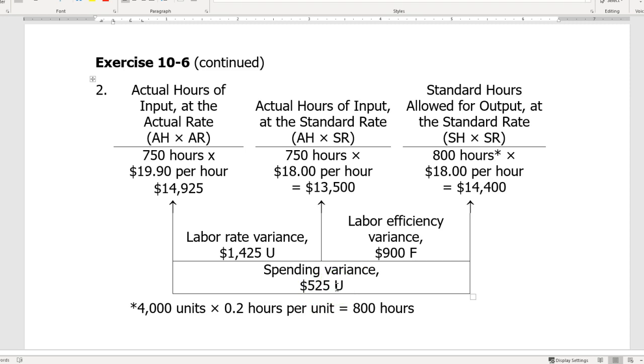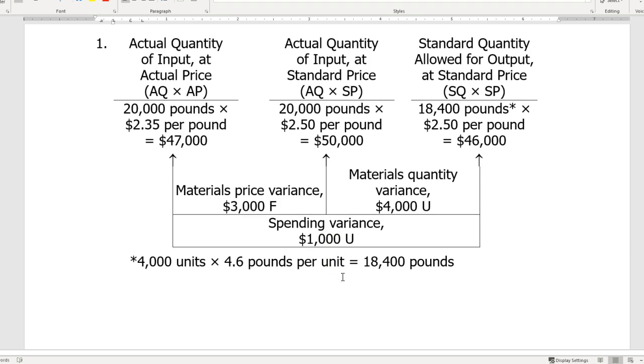So the main thing on the efficiency variance, as well as the quantity variance for materials, is you need to find, for materials, the amount you were supposed to have used based on your actual output. We produced 4,000. The standard called for 4.6 pounds. Multiply, we should have used 18,400 pounds.